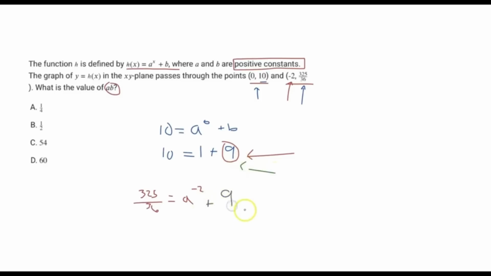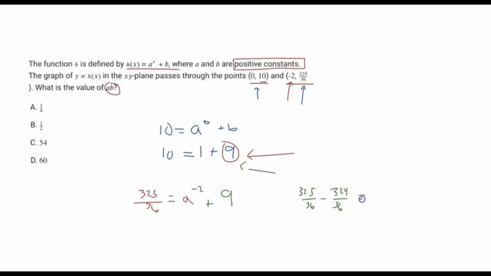And so now what we want to do is just solve for a, right? So we can subtract 9 on both sides. And this is actually interesting because for 325 over 36, 9 times 36 is going to give us 324. And so when we subtract 9 on both sides, in reality that is just subtracting 324 divided by 36.